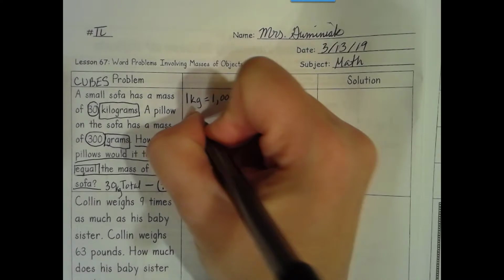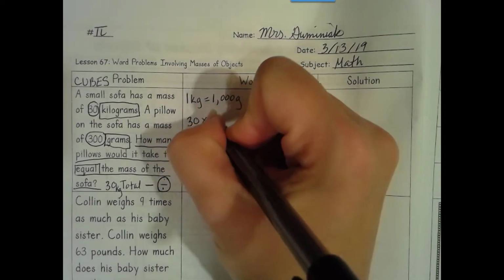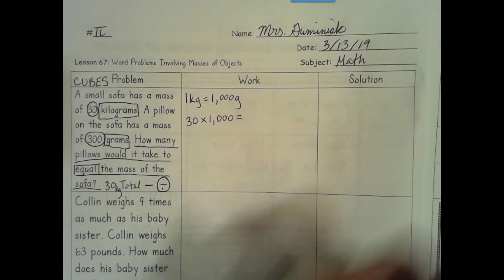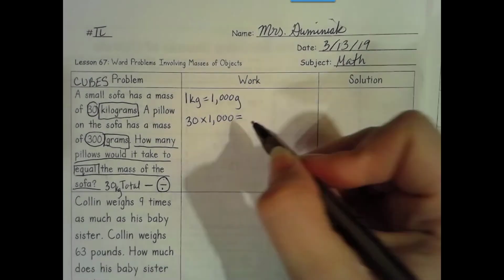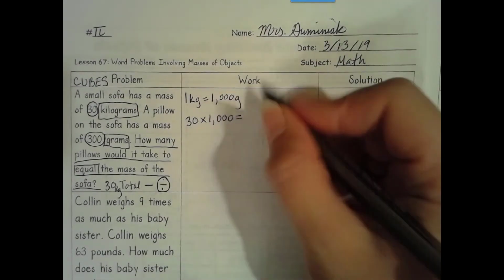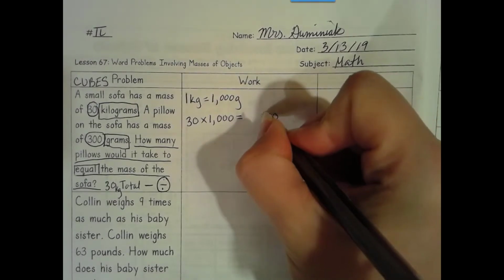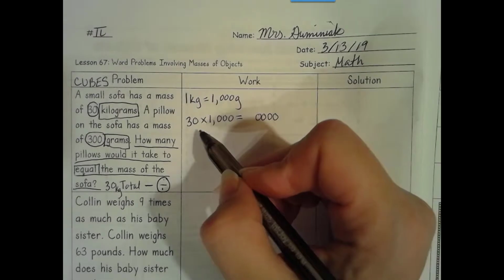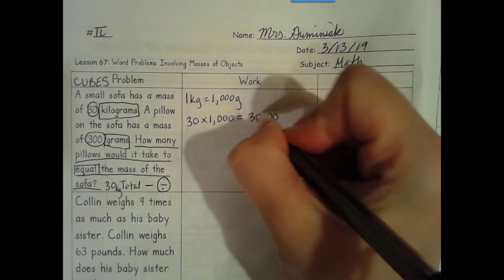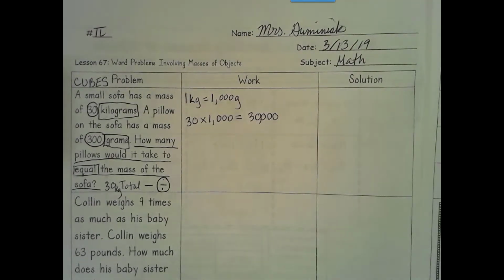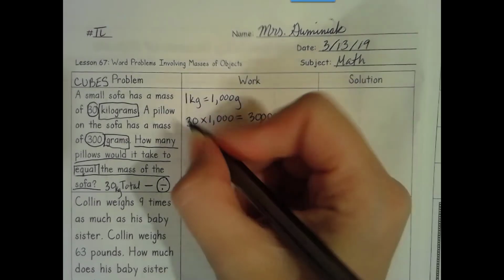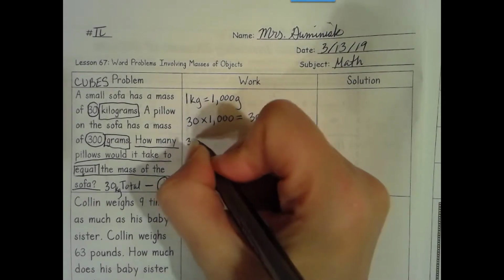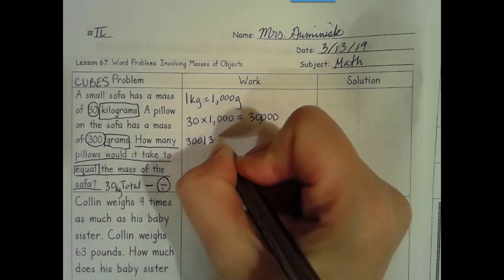To convert from larger to smaller, I multiply because there are more of the smaller units in there. So 30 times 1,000, well, I have 1, 2, 3, 4 placeholders, so it's going to move it over 4 places. Each time you multiply by a multiple of 10, it moves it over a place. 3 times 1 is 3. So we get 30,000. And we're going to divide 30,000 by 300.